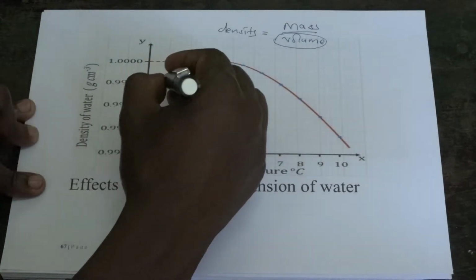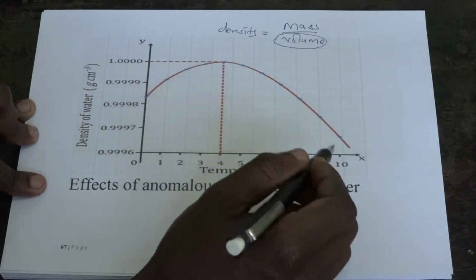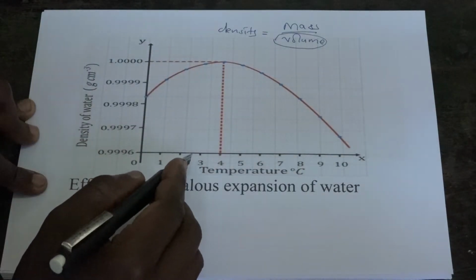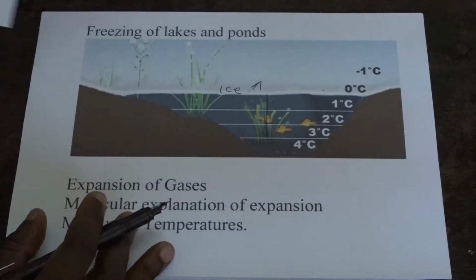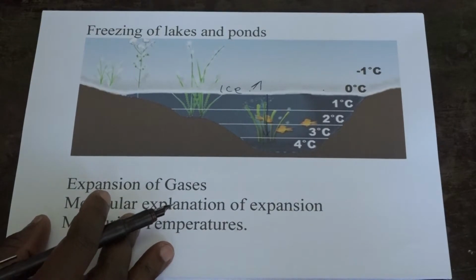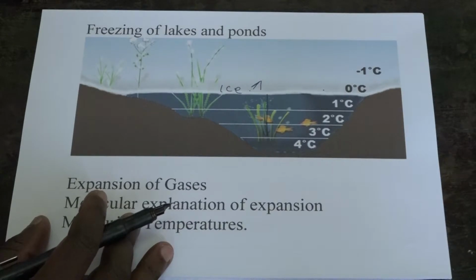So when we sketch a graph, we obtain a graph of this kind, meaning that the highest density is obtained at 4 degrees Celsius. Now this abnormal or anomalous expansion of water leads to the formation of icebergs, which pose a great danger to ships, because ships sometimes knock them, thinking it may be a rock. It also causes weathering in rocks, since water trapped in them can freeze and expand in that area.